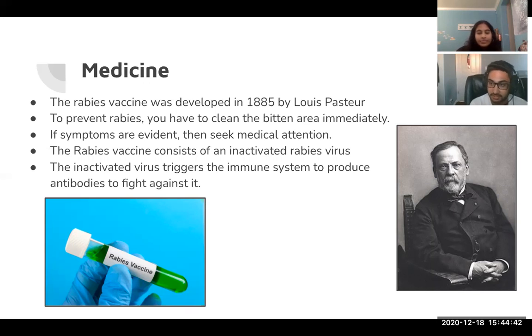The rabies vaccine consists of an inactivated rabies virus. This virus cannot harm the body as much as the actual rabies virus, but it triggers the immune system to create antibodies to fight against it to build immunity. This would help the body be prepared for the actual rabies virus. And the picture to the right represents Louis Pasteur. He found the vaccine. He was the founder of it.